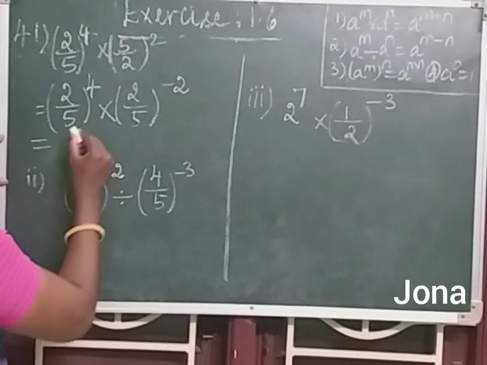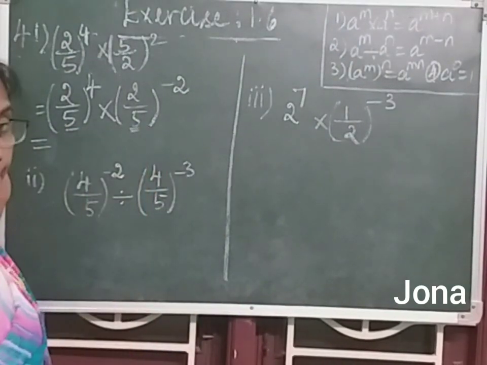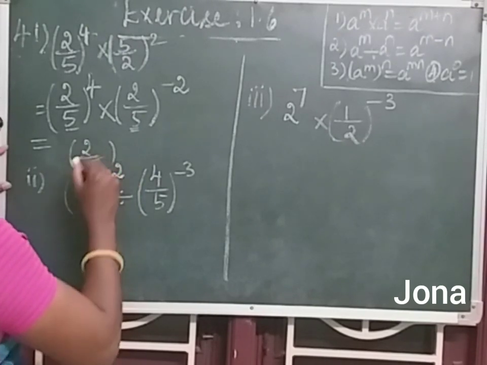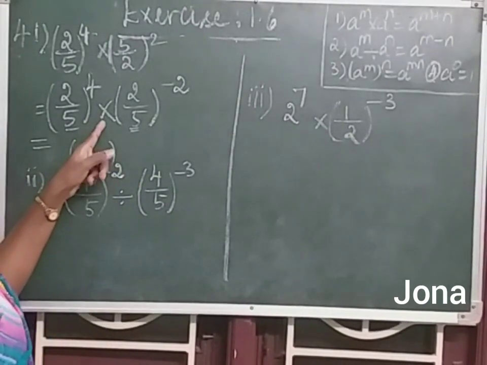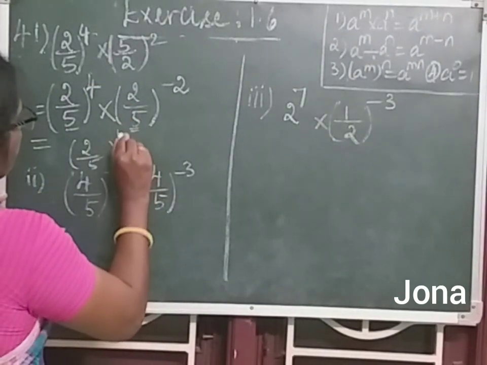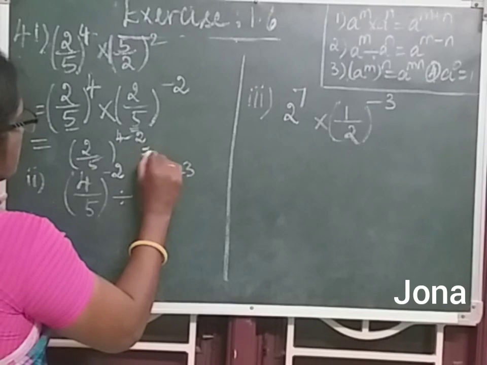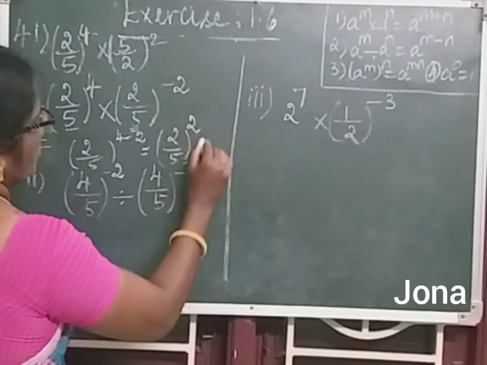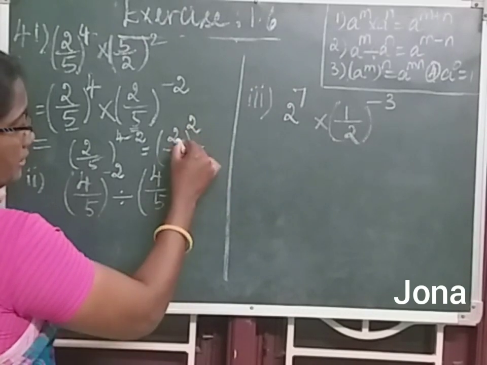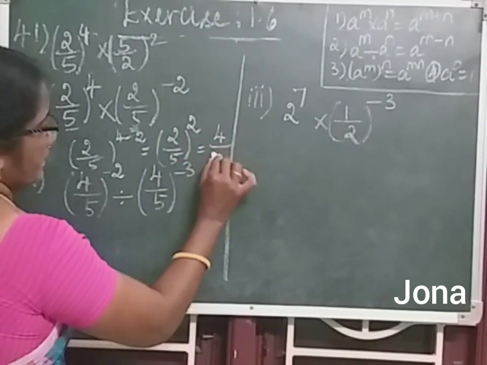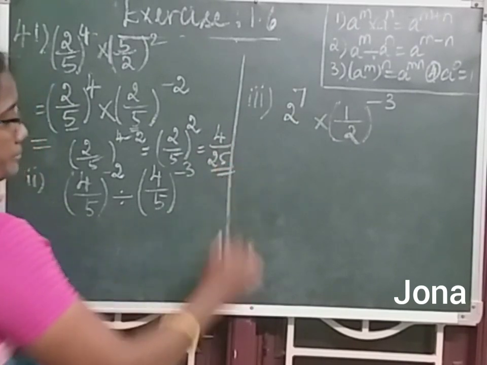So here see that the bases are the same. So I want to write this (2/5). If the bases are the same in multiplication, we have to add the powers. So I can have 4 minus 2, which is equal to (2/5) whole power 2. Squaring the numerator and the denominator, I can have 4 by 25.